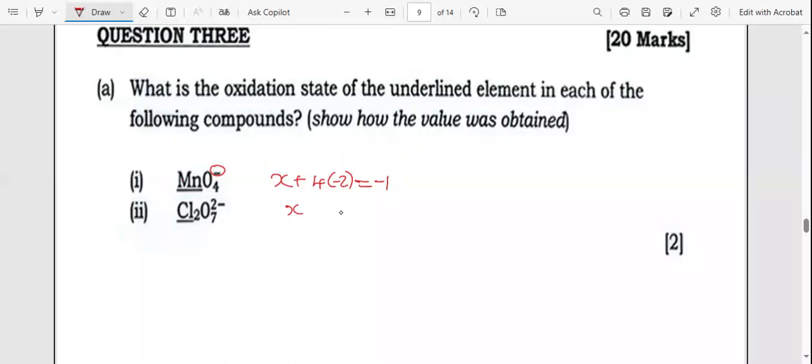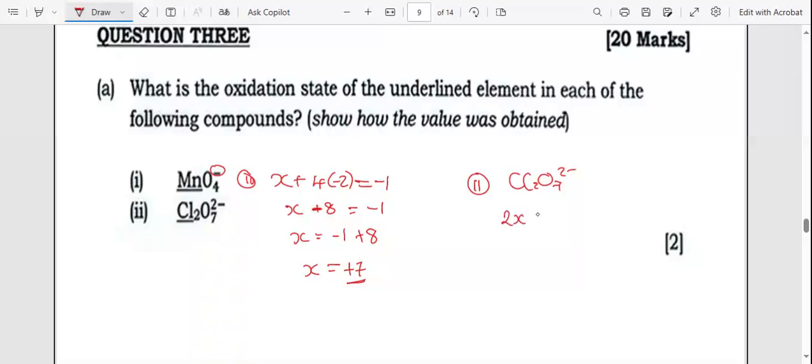So that will be X minus 8 equals -1. When the -8 goes across, X is equal to -1 plus 8, which is X equals plus 7. So here the oxidation state is 7. That is for number 1. Then for number 2, chlorine 2, oxygen 7, with the valence like that. This means we have 2 of them, so I'll say 2X, plus oxygen, which has -2, like I said.